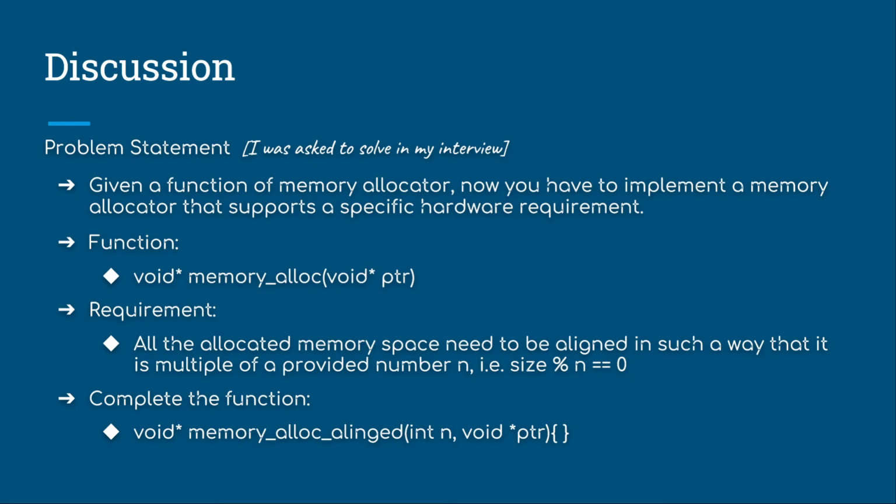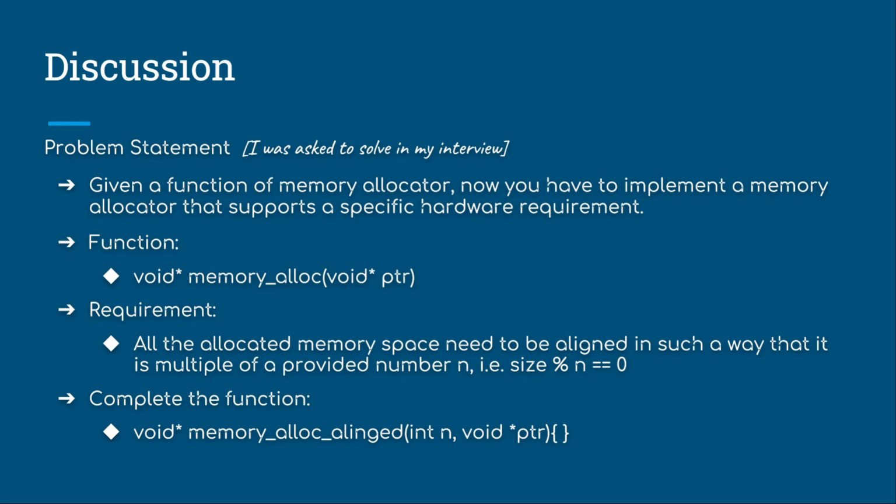The function is something like this: void asterisk memory alloc. That means a memory allocator function. You can consider it similar to malloc or calloc. This is nothing but a generic function, memory alloc, that allocates memory. The argument passed is void asterisk ptr, that means a void type of pointer. You don't have to bother about the implementation of memory alloc. You just need to know that this is the function you can use to allocate memory.